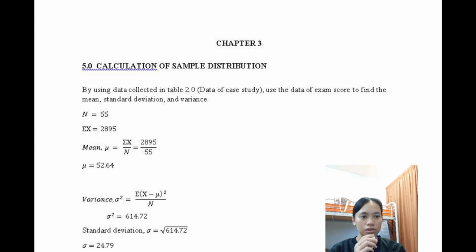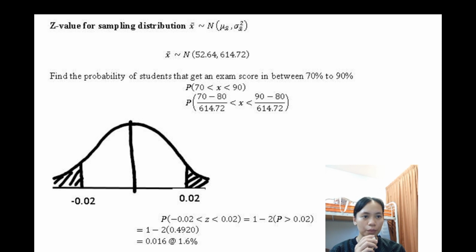The standard deviation that has been calculated is 24.79. Since the size of the population is more than 30, we're going to use the z value data. So we're going to find the z value for the sampling distribution. Here's the formula. From this data, we're going to find the probability of students that get an exam score in between 70 to 90. This is the probability formula that we're going to use.